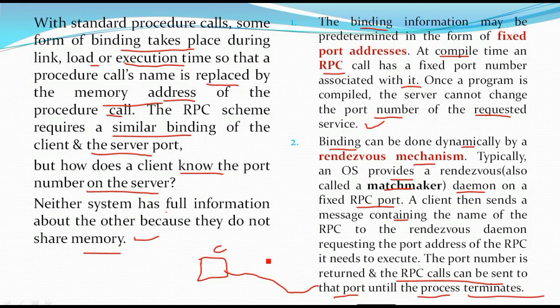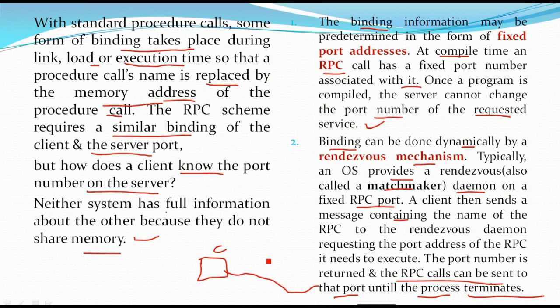So this is how the system can have the binding information, and this binding information is predefined by the fixed port address. At compile time the RPC call has a fixed port number associated with it, so it cannot change the port number. And we use the matchmaker also, so that the binding can take place between the client and server, and during the link, load and execution time the procedure call cannot be replaced by memory addresses.